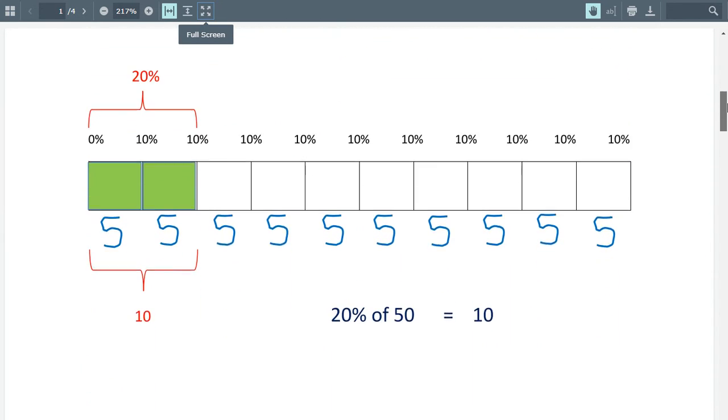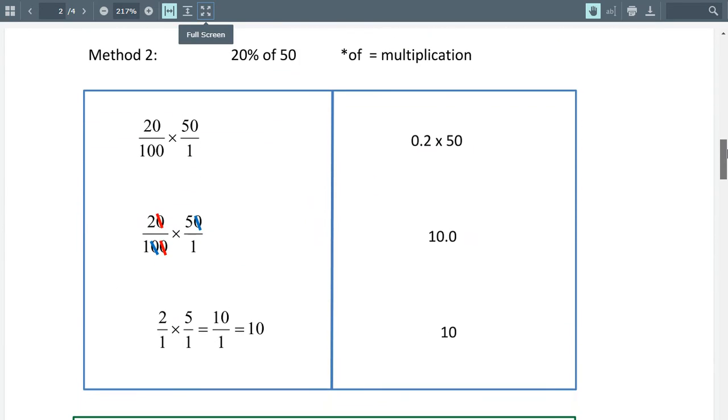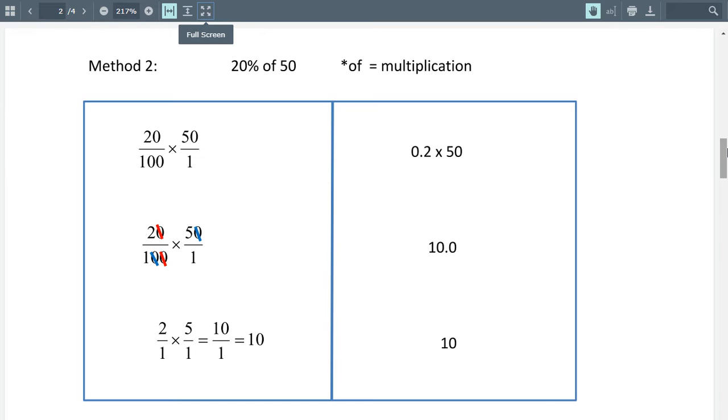Now here's another way to solve 20% of 50. We can actually just solve this. Of in math means multiplication. So if we're finding 20% of 50, on the left side I change 20% to a fraction, 20 over 100 times 50 over 1. Now 20 over 100, I could divide both by 10, so it becomes 2/10. Then I noticed the 50 numerator and 10 denominator could both be divided by 10, so I crossed it out in blue and it became 5 over 1. So then you multiply across, 2 over 1 times 5 over 1 equals 10 over 1, which equals 10. So that's another way of getting 20% of 50 equals 10.